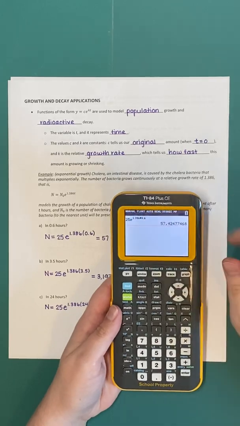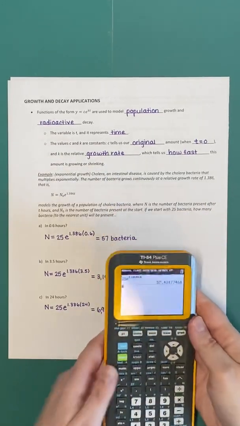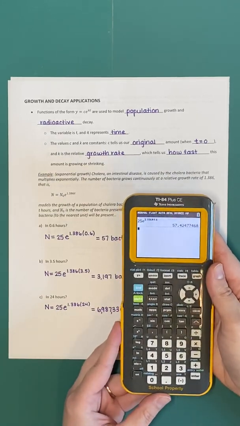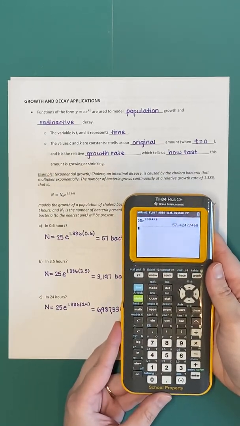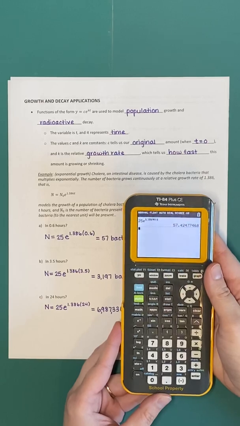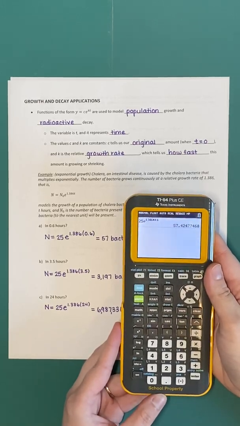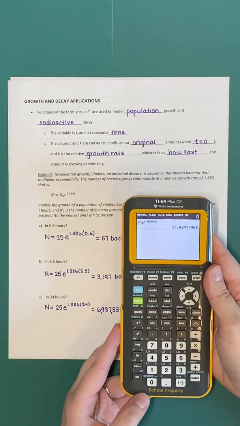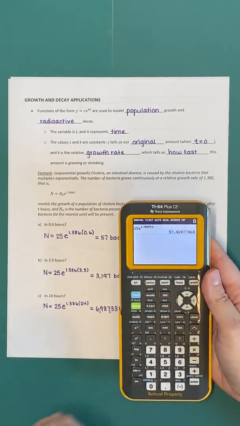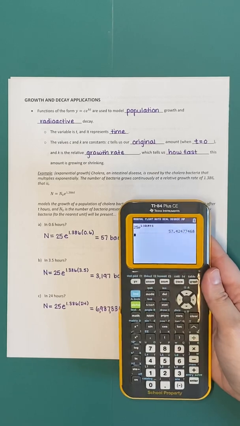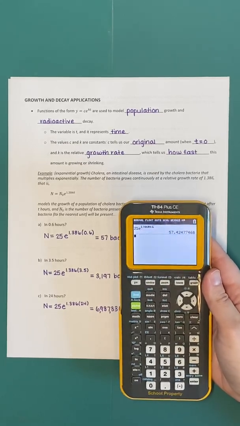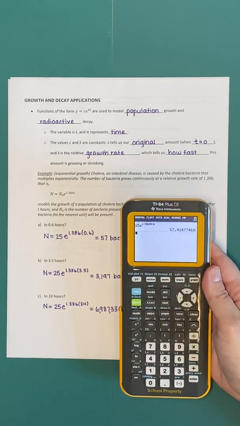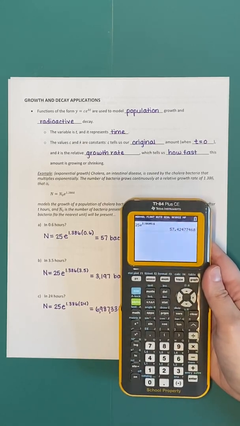Okay. Now, why did they tell us to round to the nearest unit? Well, when we're talking about something like bacteria, we're talking about something that we can count. We can't have a fraction of bacteria, of a bacterium. That's the singular of bacteria. We can't have half of one. We have whole units. We're counting whole units. So rounding to the nearest unit makes sense in the context of this kind of problem, since we can't have a fraction of this kind of thing.